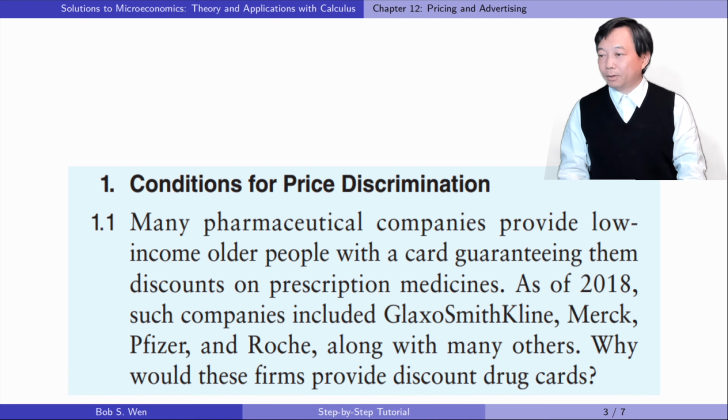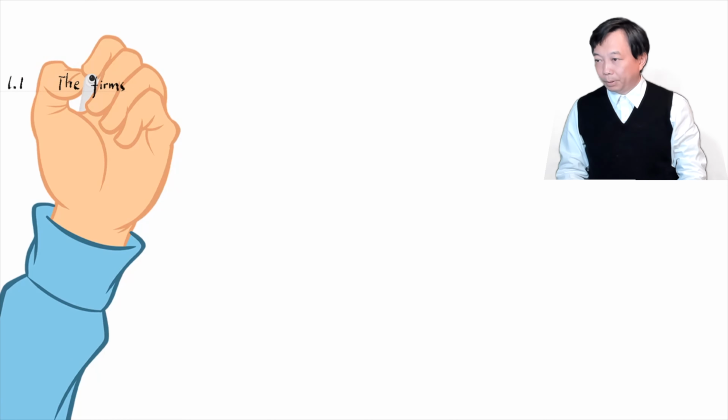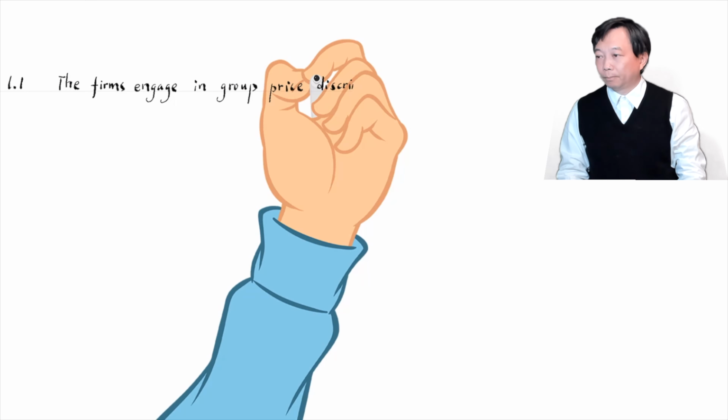Let's see exercise 1.1. Many pharmaceutical companies provide low-income old people with a card guaranteeing them discounts on prescription medicines. Why would these firms provide discount drug cards? The firms engage in group price discrimination.